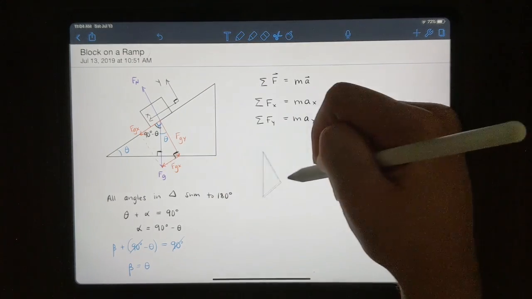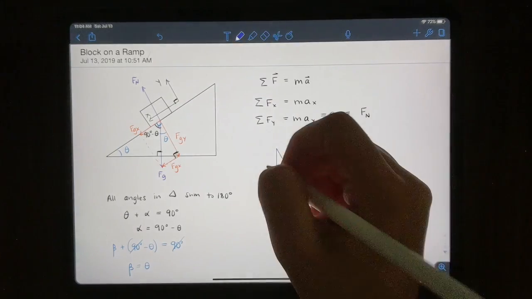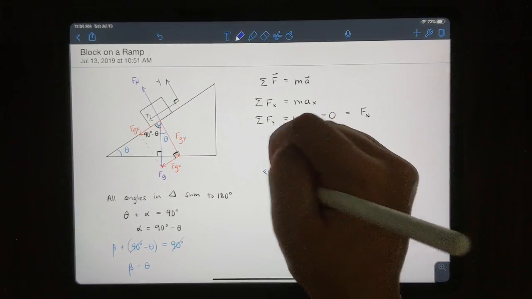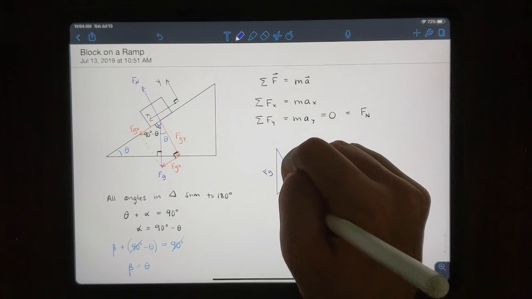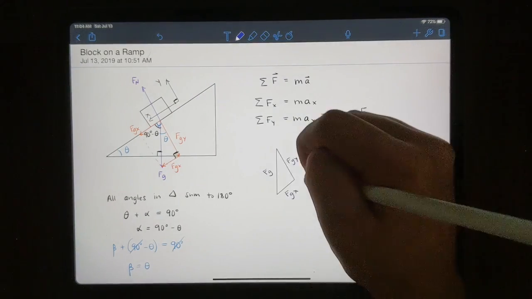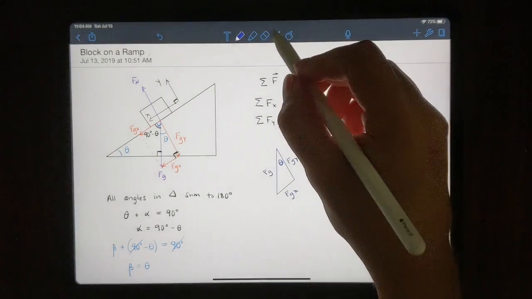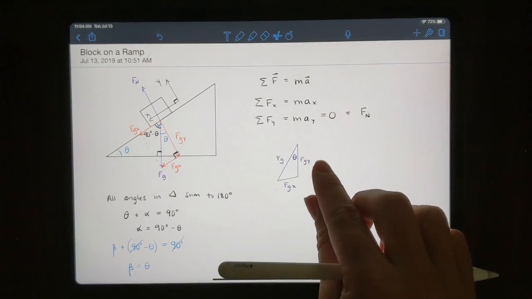Okay, so what we can do is I'm going to draw this triangle here, and I'm going to slide it out over here, and then I'm going to rotate it. So actually, let's label it before we rotate it. This is the gravitational force. This was the gravitational force in the y direction. This was the gravitational force in the x direction. And this was theta we found.